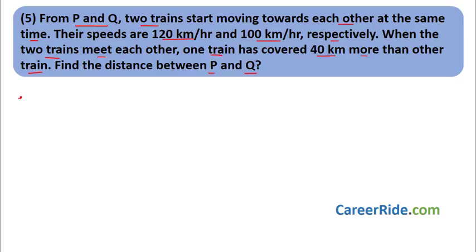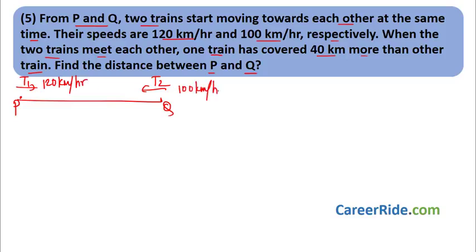Now, again, draw a line diagram. This is P, this is Q. A train starts over here, T1, and the other train starts over here, T2. Speed of T1 is 120 kilometers per hour. Speed of T2 is 100 kilometers per hour. Let us assume that the two trains meet at this point. When the two trains meet, one train has covered 40 kilometers more.